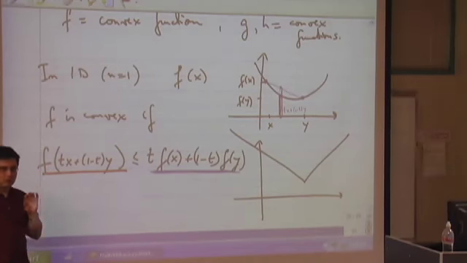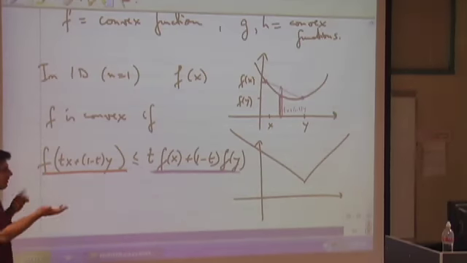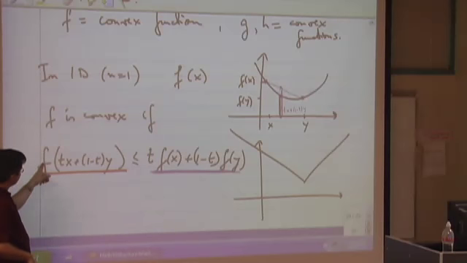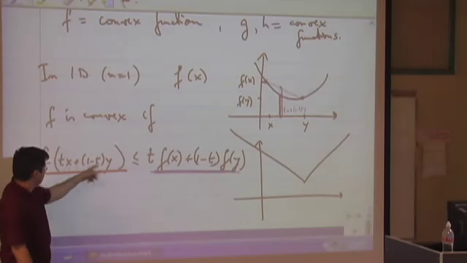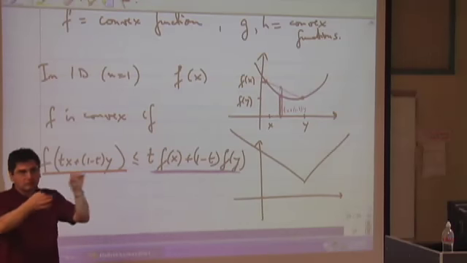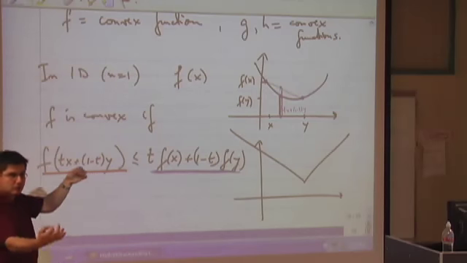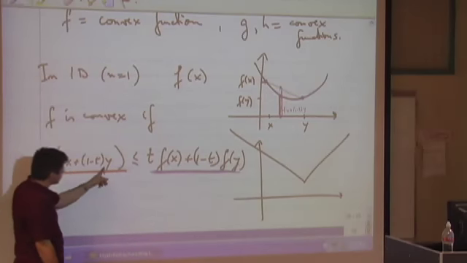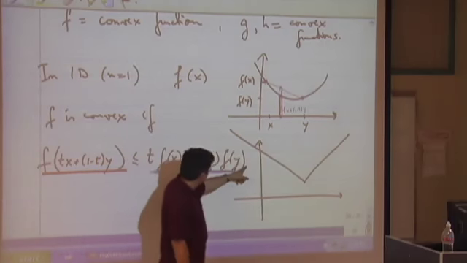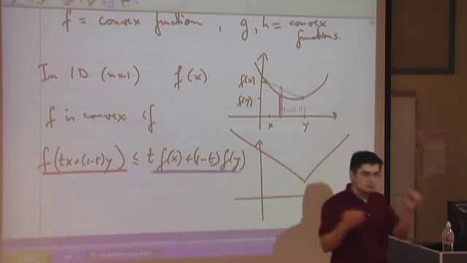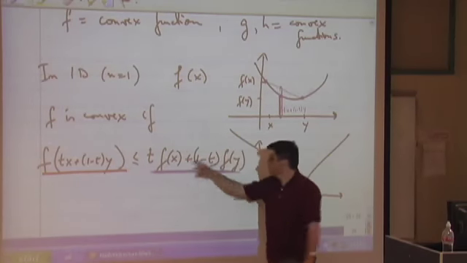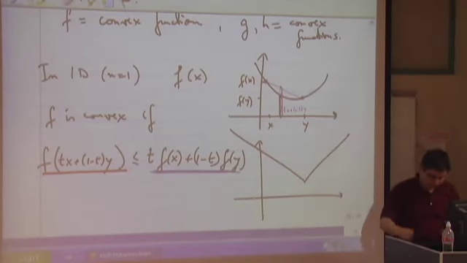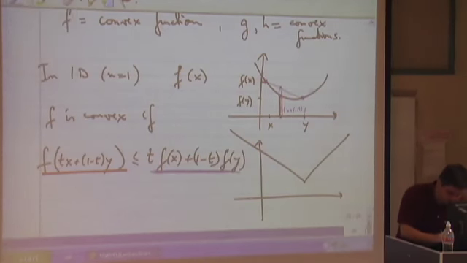f is still scalar. So we're talking about a scalar function, so the values of f are numbers. It's the value of the function at an intermediate point. X and y are vectors, and this is a point along the line segment between those two points, x and y. And this is less than or equal to the exact same linear combination, with the same coefficients, of the values of the function at x and y. If this is true for all x and y.